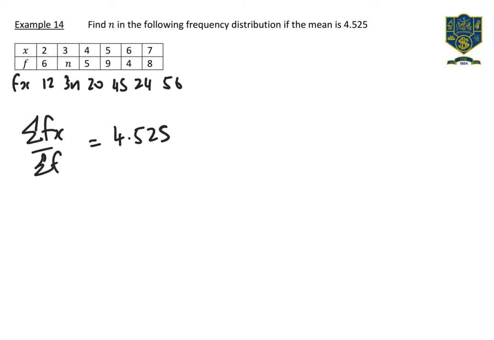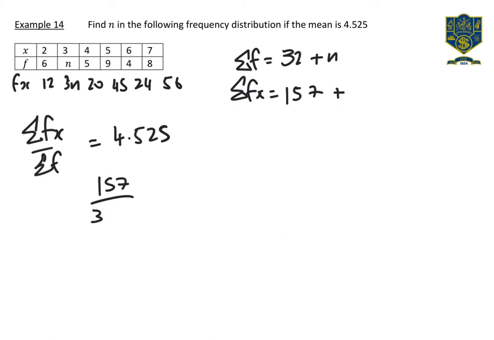And if we work out the sum of f, we're going to add 6 and n, and 5 and 9 and 4 and 8, which is 32 plus n. And adding our sigma fx's, so 12, 20, 30, 45, 24, 56, and 3n, we get 157 plus 3n. So 157 plus 3n over 32 plus n is equal to 4.525.